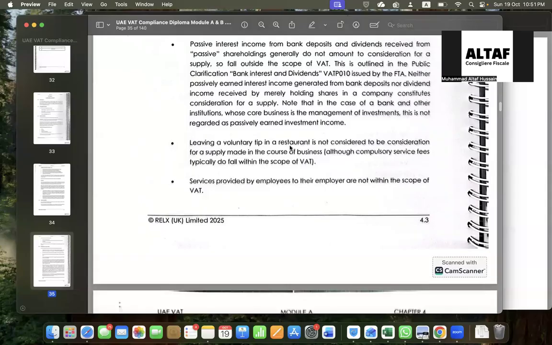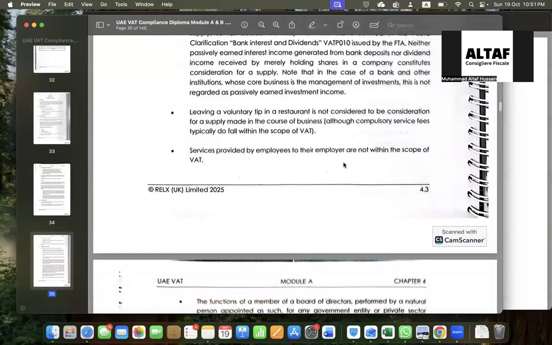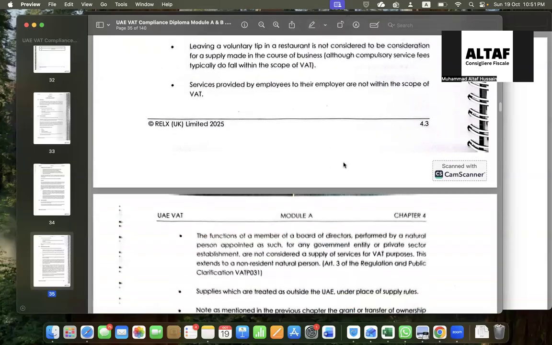Leaving a voluntary tip in a restaurant is not considered to be consideration for a supply made in the course of business, although compulsory service fees typically do fall within the scope of it. So a tip is a very casual, voluntary thing, and it is not mandatory. It's totally at the discretion of the customer. So this is also not seen as VATable. It is out of scope. Services provided by employees to their employer are not within the scope of VAT. Employees are providing services in a different capacity, in the employment capacity.